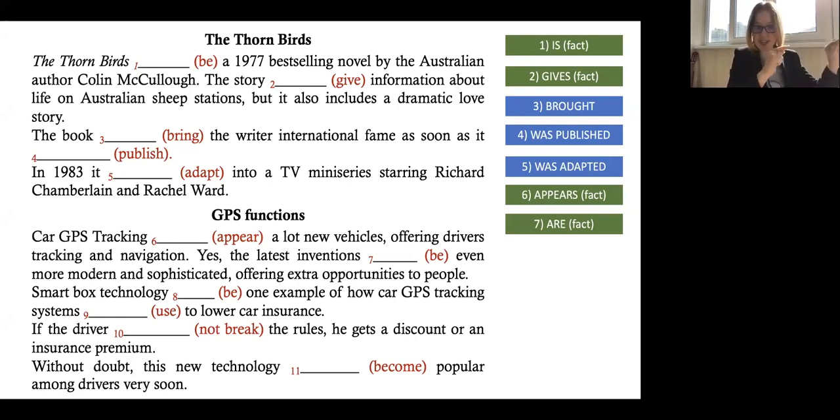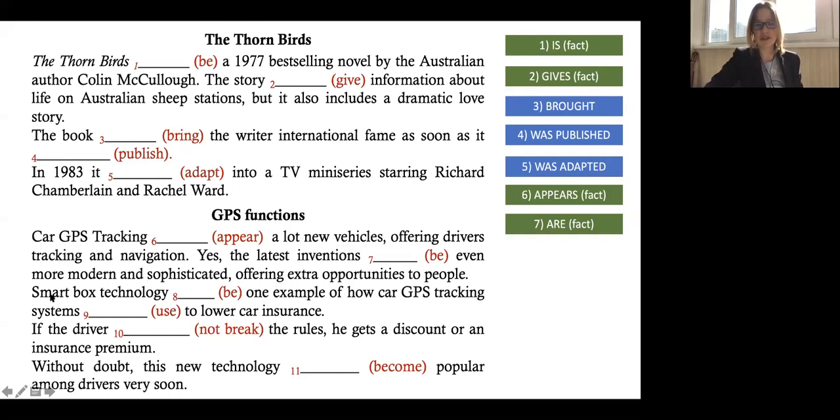Because the previous sentence, where we have gap number 6, influences the use of present indefinite tense in the next sentence. They still develop. They are even more modern and sophisticated, and they offer extra opportunities to people. Two connected sentences. Never think of a sentence as independent, not connected with the context. It's not correct, of course, because all the sentences that stand together are interconnected.